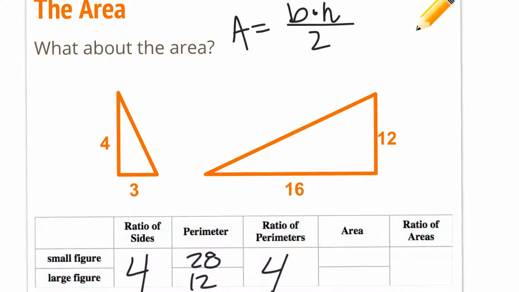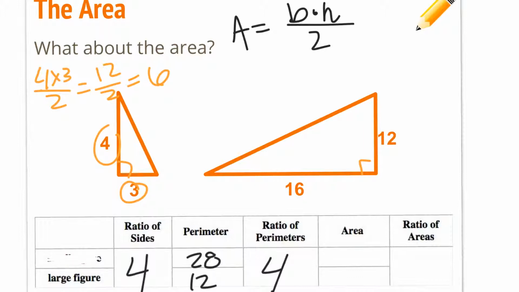So for this first one, base, let's call it 4. Height, let's call it 3. Remember, these are right triangles. So 4 times 3 over 2, which is 12 over 2, which is 6. So the area for the first small one, again, let me fix this one for you. Sorry, it's going to keep coming up like this. Large and small. The area of the small one is 6.